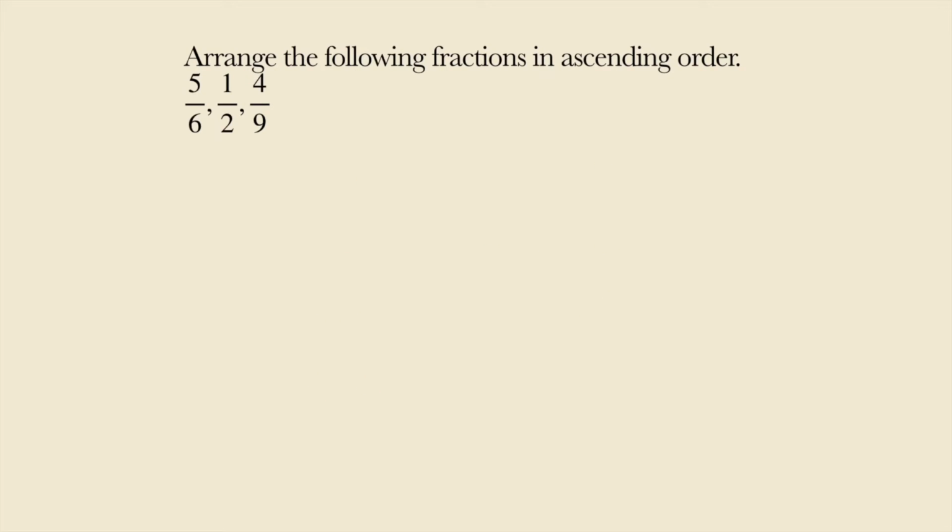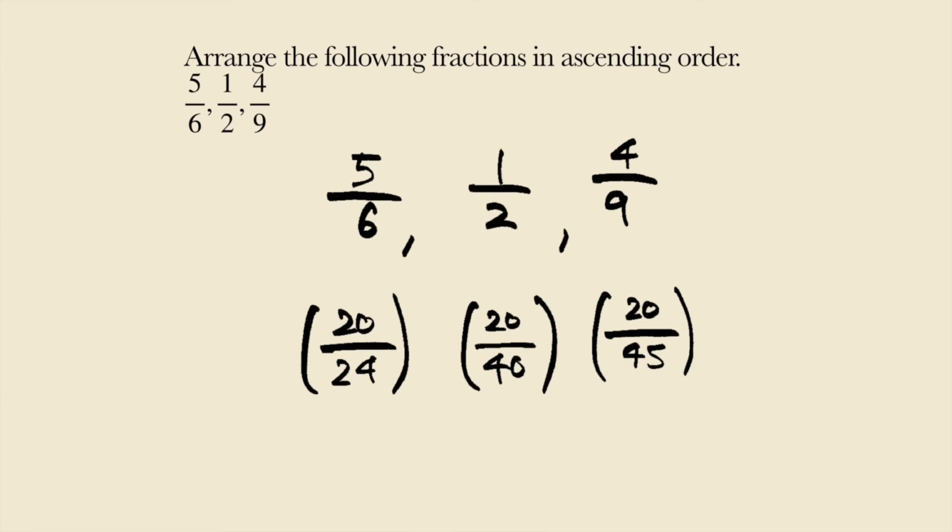Arrange in ascending order from the smallest to the largest. Okay, so let's take a look here. How about we turn all the numerators to 20? Ascending order, let's start with the smallest fraction. The smallest fraction will be the one that is divided the most, which would be this 45 right here. So the first ranking is therefore 4/9, followed by the next largest denominator, that's 1/2, and then followed by 5/6. So 1, 2, 3, original fractions.